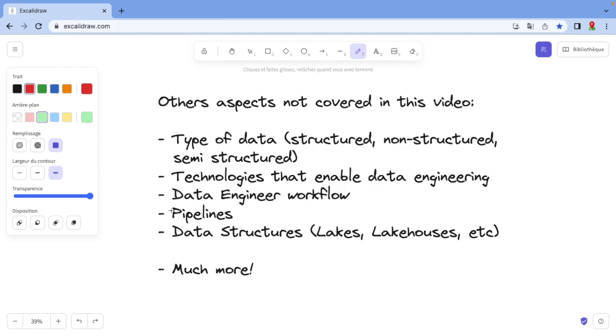You have the data engineering workflow, you have the pipelines themselves, the processes you need to analyze to create a pipeline. You have the data structures too, and much more, of course, but you have data structures such as data lakehouses, data lakes, and etc.